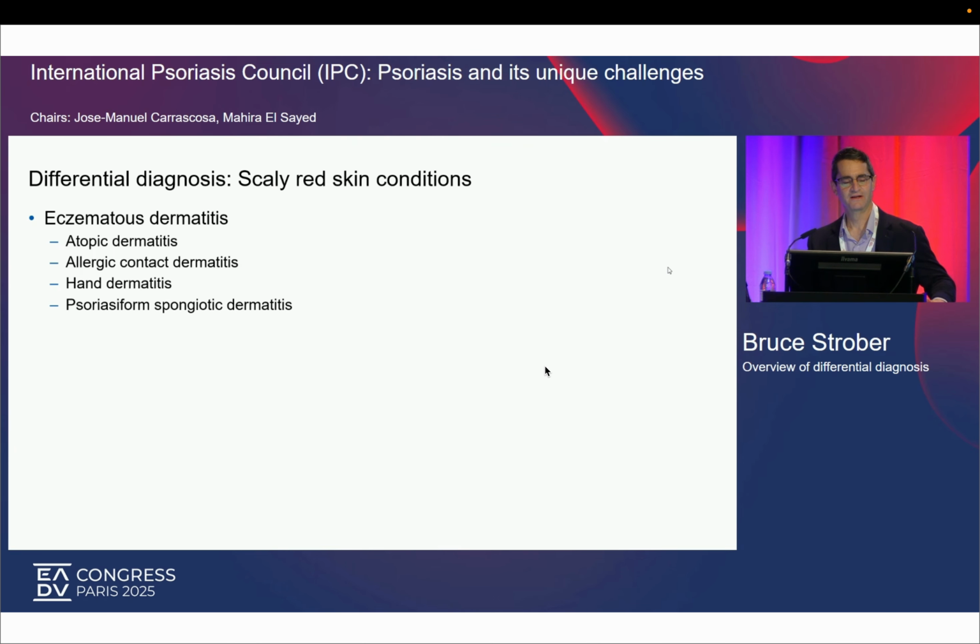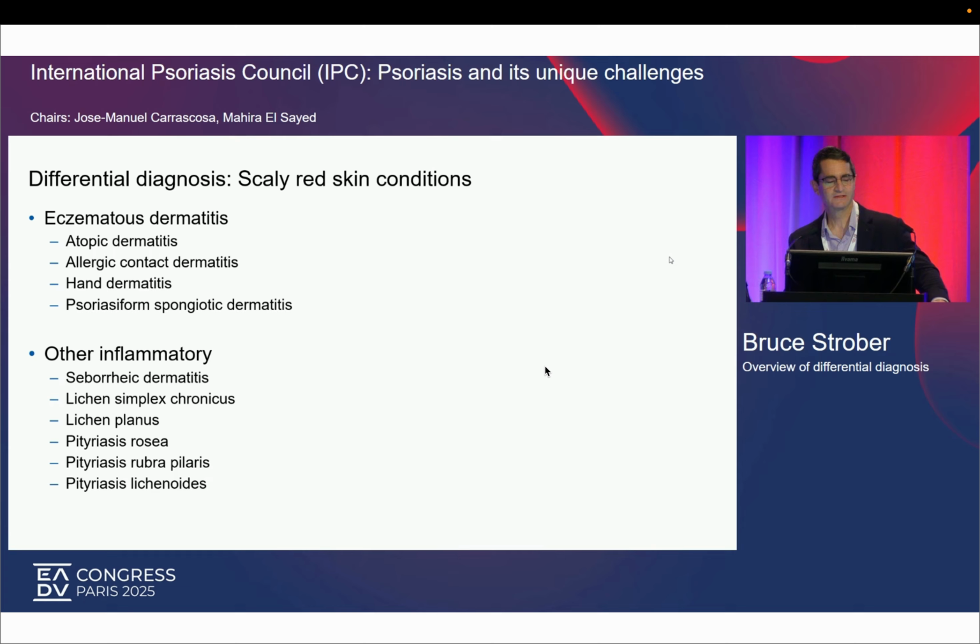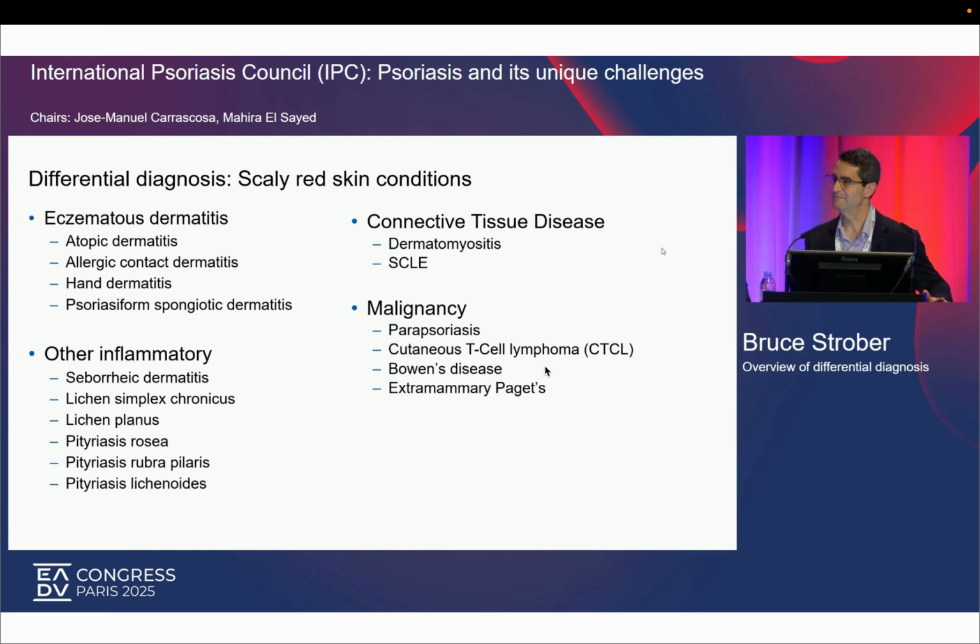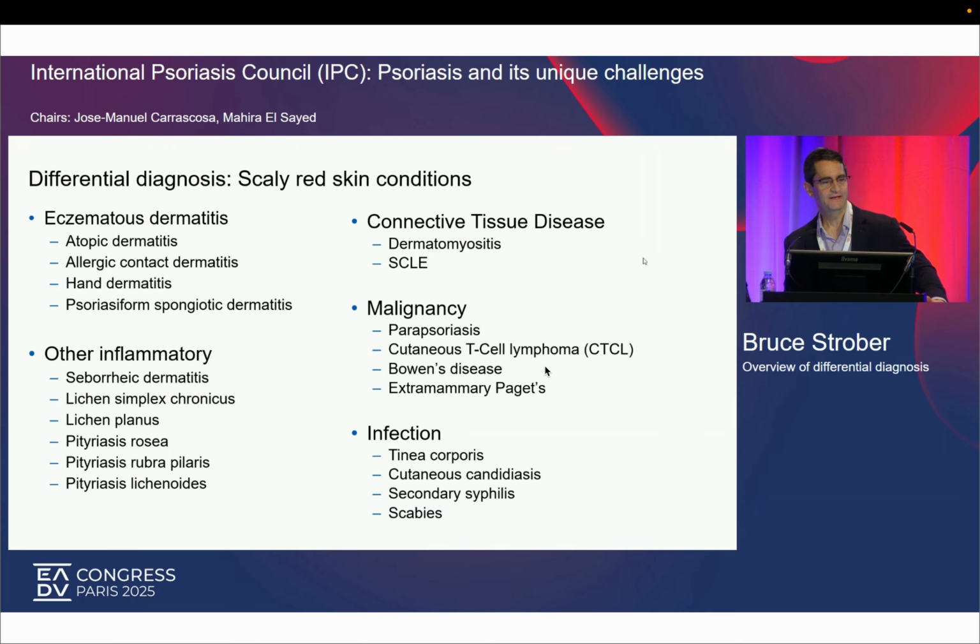And I break it down into a few categories: eczematous dermatitis, which could be anything spongiotic, atopic, hand dermatitis, something called psoriasiform spongiotic dermatitis, which often very much mimics psoriasis. Then other inflammatory conditions as listed here, very common conditions, many of them. Connective tissue disease, certain types of skin malignancies, and finally, certain types of skin infections. And you can already see here, there's a lot you have to have in your mind when you're presented with a red scaly skin condition.